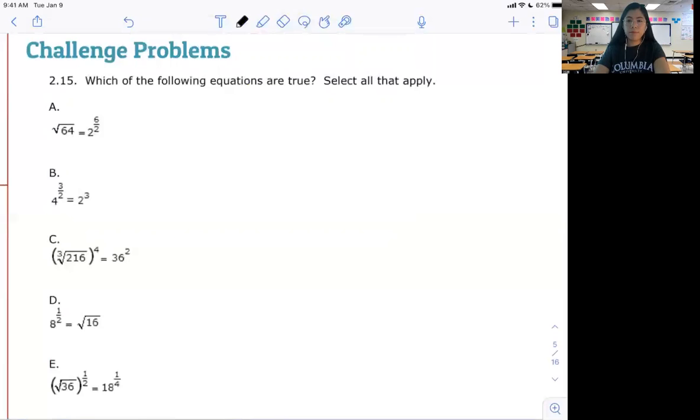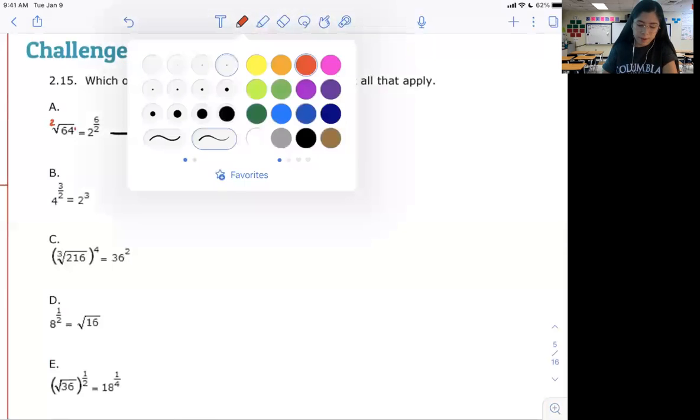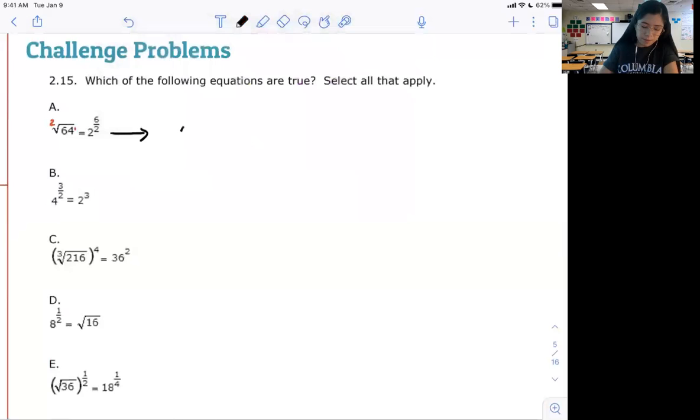Put a 2 and a 1. On the outside, I got you now. So this is a 2, and this is a 1. All right, so that would be 64 to the power of 1/2. Good. We're trying to see if this is equal.